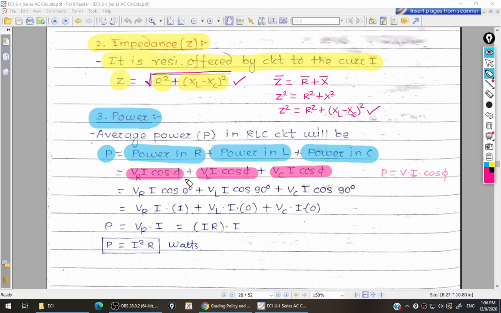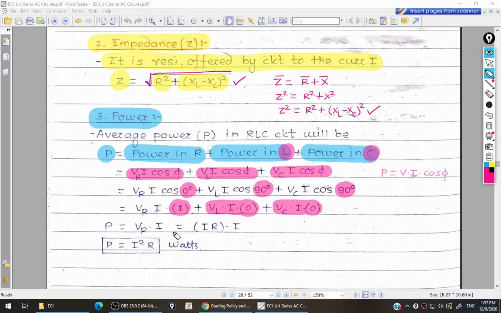Now we know what is the value of phi? The value of phi is 0 degree for the resistor. For a purely inductive circuit, the value of phi is 90 degree, and also for a purely capacitive circuit, the value of phi is what? 90 degree. So put these values. What is cos 0? cos 0 is nothing but 1. What is cos 90? 0. Again cos 90 is what? 0. So these last two terms contain 0. They are multiplied by 0, so their value becomes 0. And here you are getting 1.